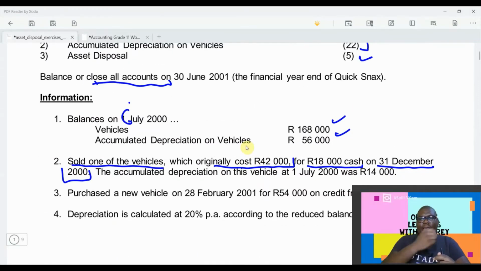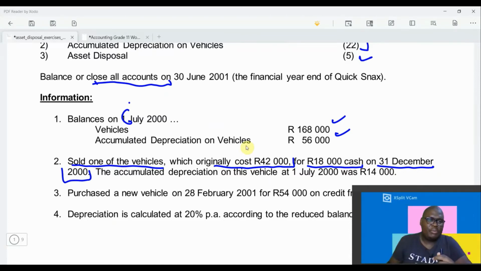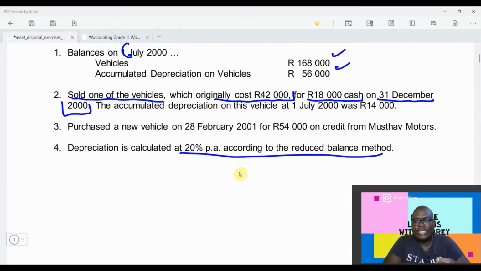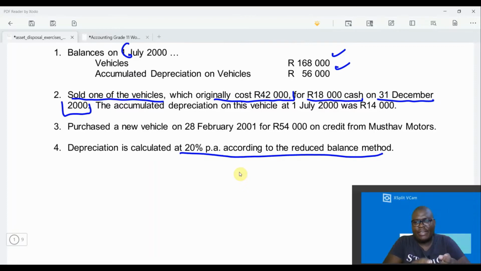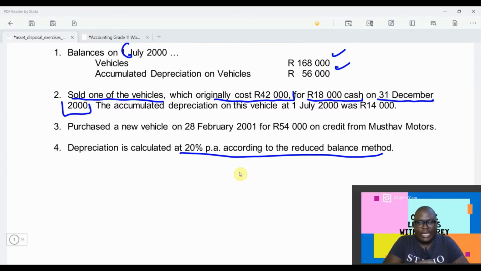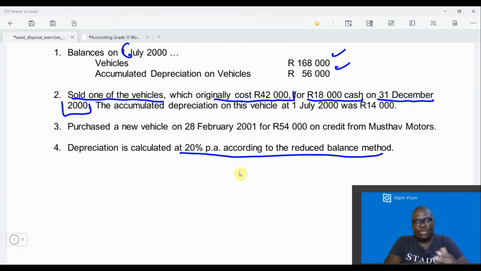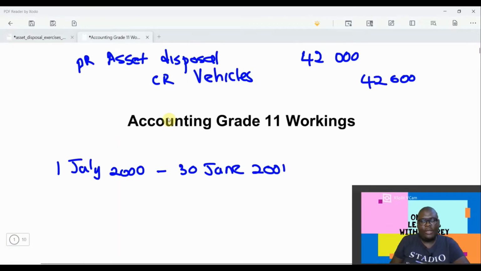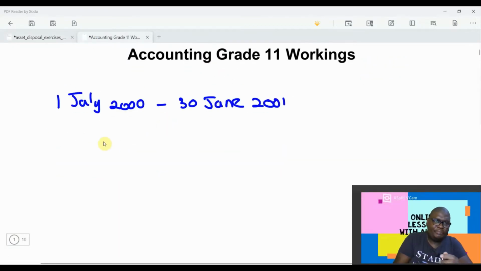The second part says we are told that the depreciation is calculated according to the reducing balance method, meaning that it's calculated on carrying value. This means that each and every time when you want to calculate depreciation, you need to take your cost price minus accumulated depreciation, and from what you've gotten, then that's when you will start to calculate the depreciation for the current year. We were told that this vehicle was sold on 31 December 2000. Okay, so we're going to do that timeline.